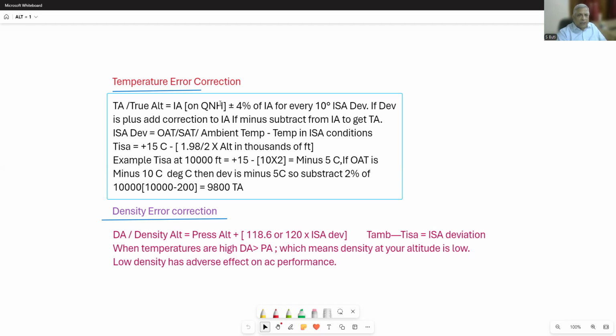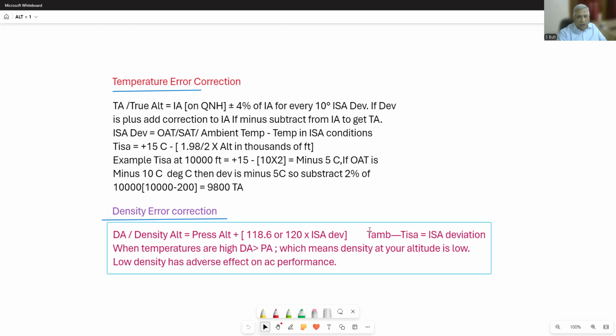And temperature error correction, we first find out what is the ISA deviation at the altitude at which we are flying. And the deviation is outside air temperature, also called still air temperature, also called ambient temperature, minus temperature in ISA conditions. Same deviation is used for density error correction also.